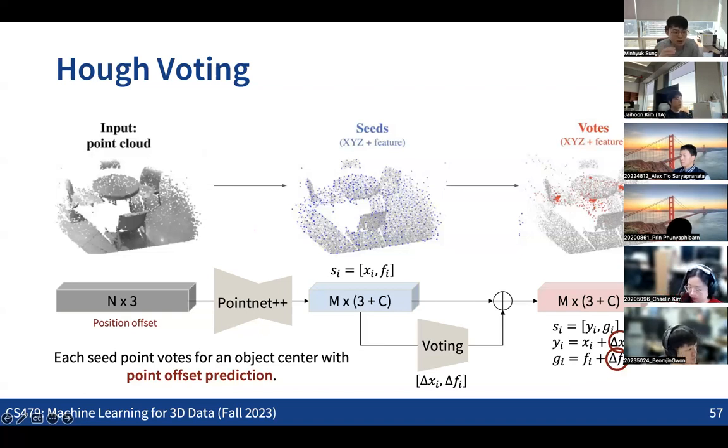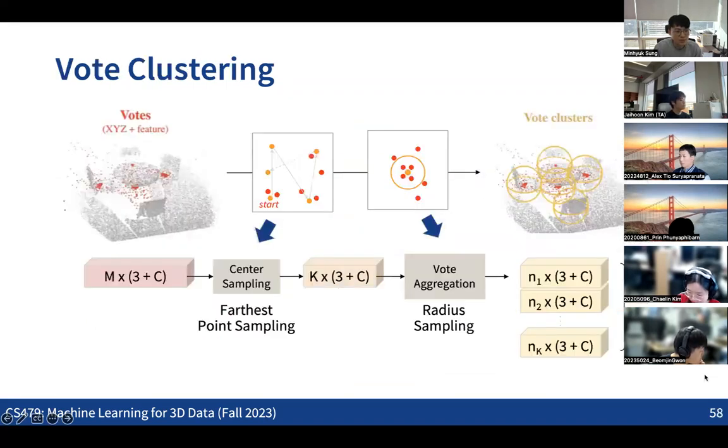So once you run PointNet++ for each of the seed points, we are making the seed points vote for a single object center, with the center and the feature points being kind of the offset here. Then what we need to do is some kind of clustering, right? As we have done with mean shift clustering in the 2D case, we just need to do some clustering to find the peak points.